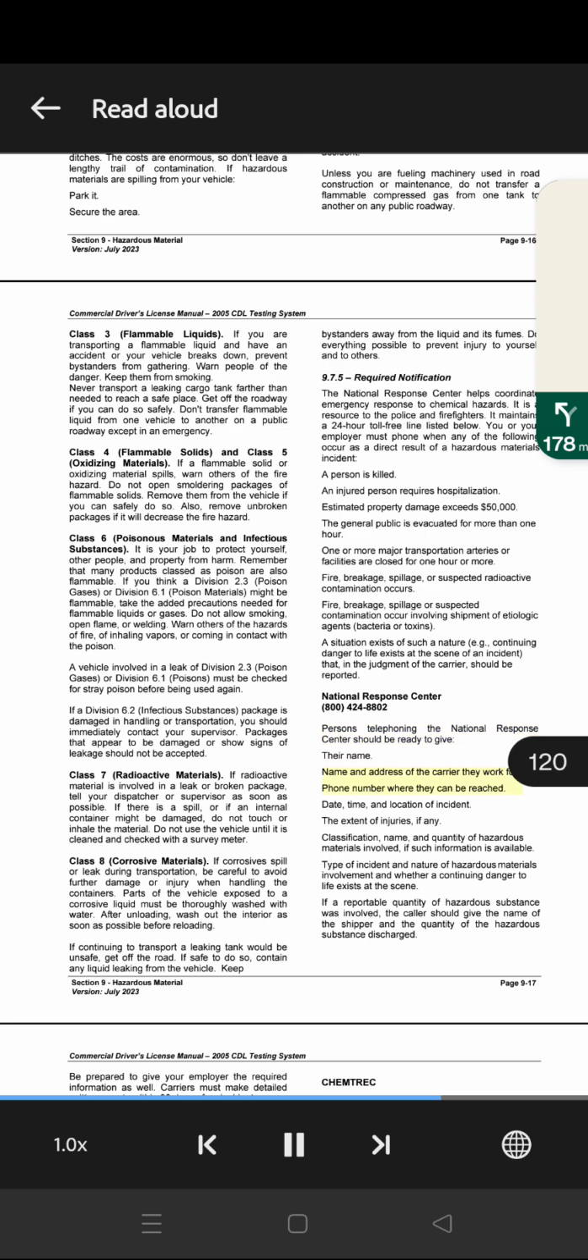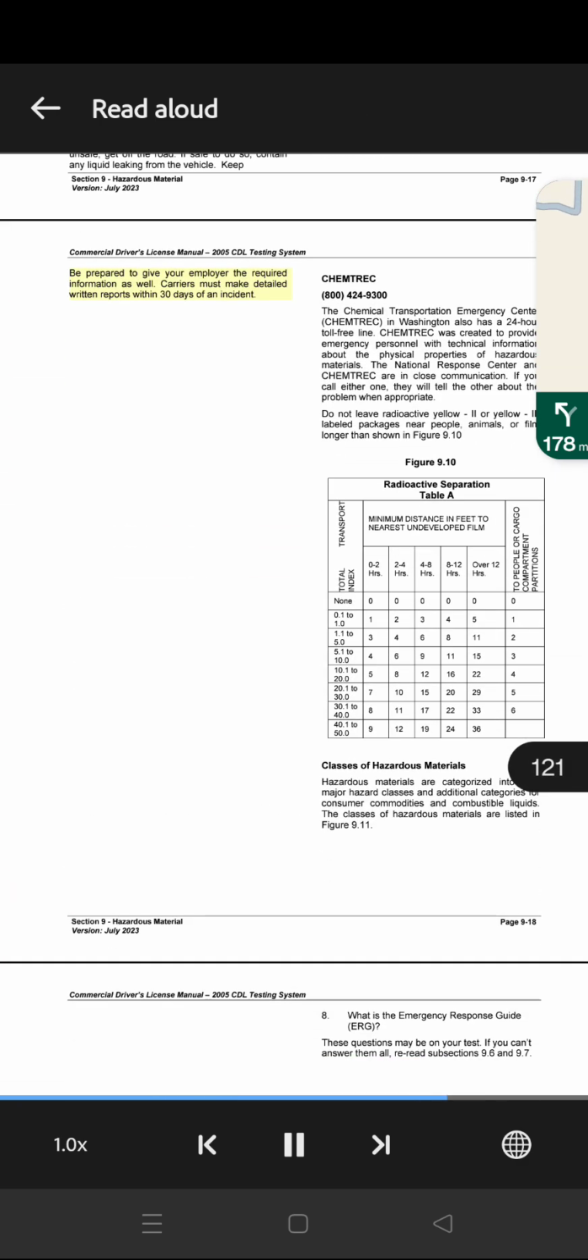work for, phone number where they can be reached, date, time, and location of incident, the extent of injuries, if any, classification, name, and quantity of hazardous materials involved, if such information is available, type of incident and nature of hazardous materials involvement and whether a continuing danger to life exists at the scene. If a reportable quantity of hazardous substance was involved, the caller should give the name of the shipper and the quantity of the hazardous substance discharged. Be prepared to give your employer the required information as well. Carriers must make detailed written reports within 30 days of an incident.